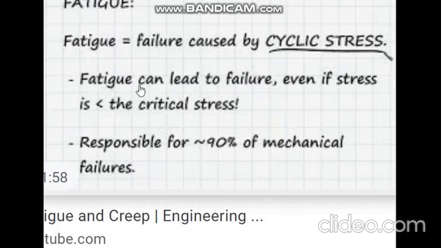So this fatigue can lead to failure even below the yield point. Okay, this is responsible for 90% of mechanical failures. So that's why this fatigue is so important.